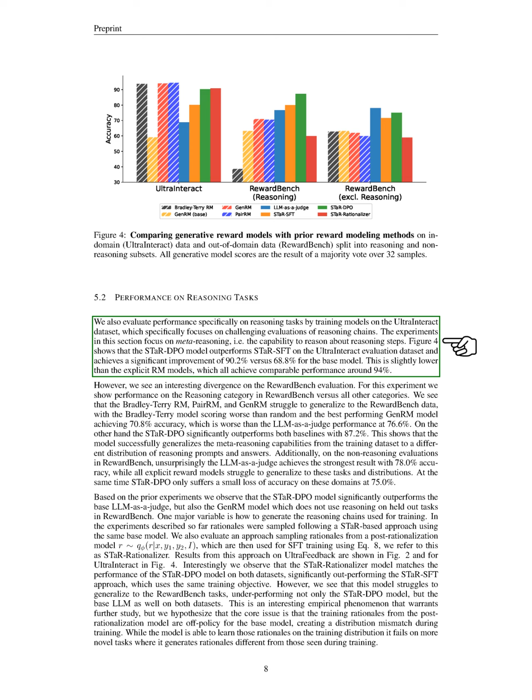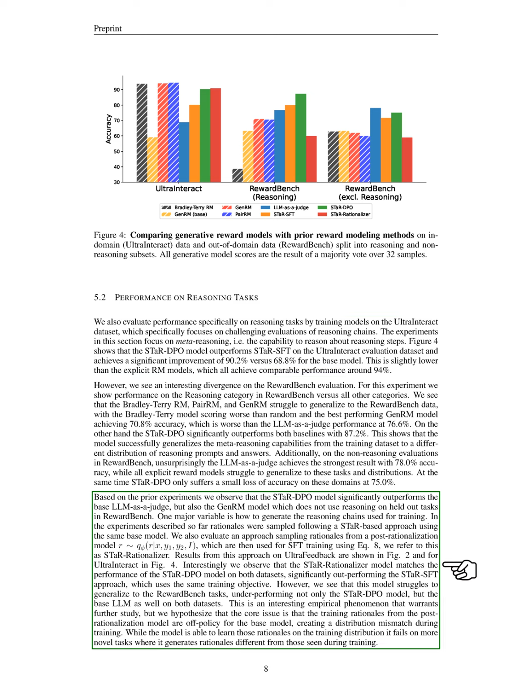On non-reasoning evaluations in RewardBench, the Llama-as-a-judge achieved the highest accuracy at 78.0%, while explicit reward models struggled. The STAR DPO model only experienced a slight drop in accuracy to 75.0%. Overall, we found that the STAR DPO model outperformed the base Llama-as-a-judge and the GenRM model on held-out tasks in RewardBench.